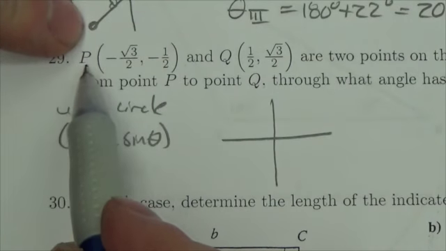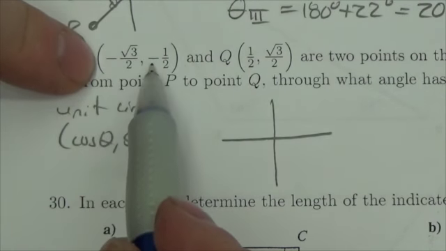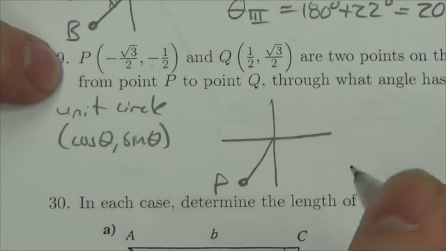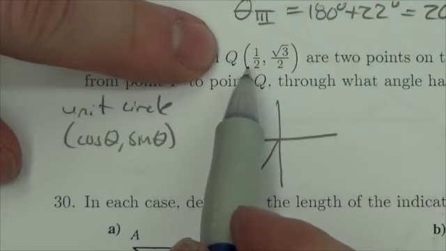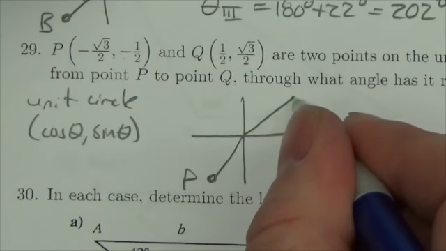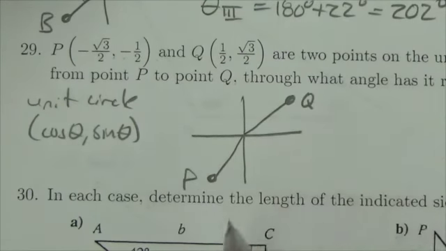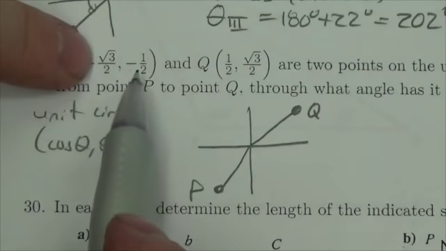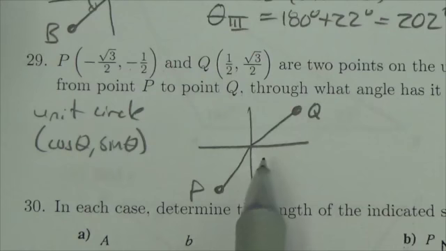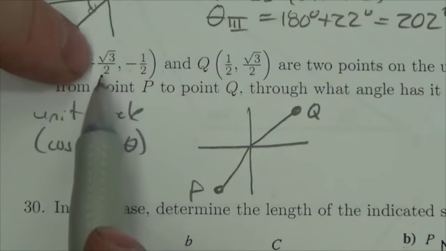Notice that P is negative, negative, so that puts P in quadrant 3. Okay, Q is positive, positive. Well, that puts that in quadrant 1. Now, what that was is me using the signs, just to figure out what quadrants we're in. Now let's look at the ratios.